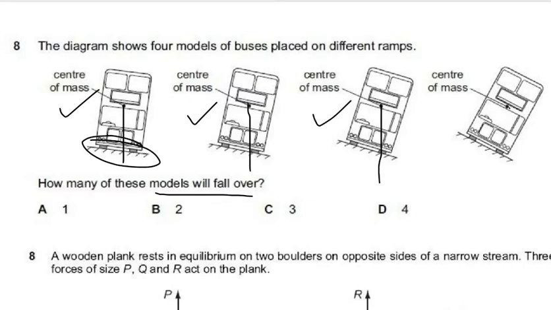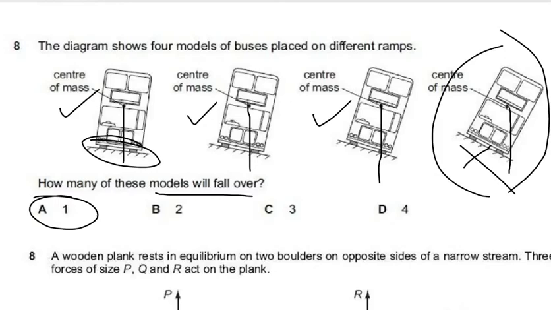This one, I probably exaggerated that a little bit. But that one is not between the two wheels. It's outside of the wheels. There's nothing to support this thing. The center of mass is outside of its base of support, so it will fall over. All right, so how many models will fall over? Just that one, this last one over here. Okay, that one's going to fall.